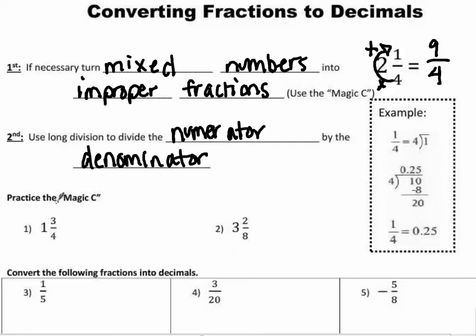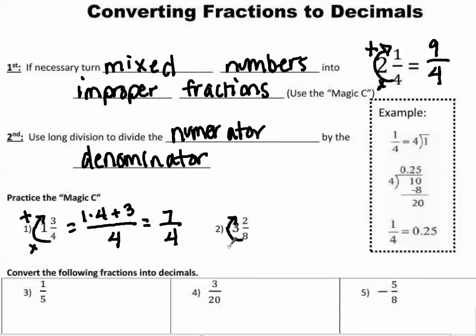Let's practice. 1 3/4. Using the magic C, I'm going to multiply 1 times 4 is 4, plus 3 is 7. Keep your denominator. 1 times 4 is 4, plus 3 is 7.